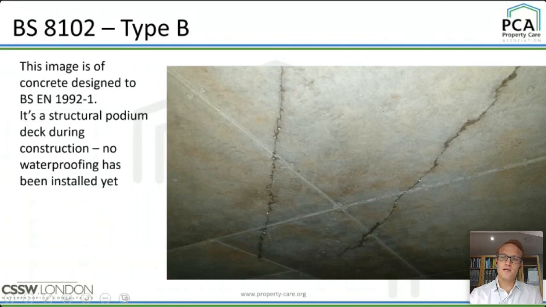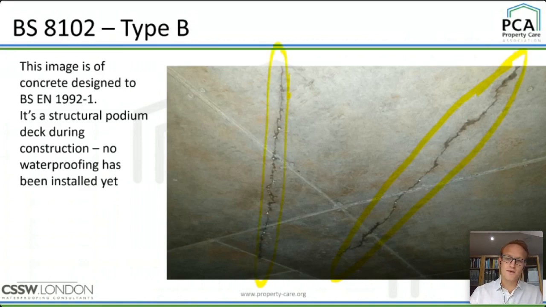So this image here is of a podium deck. So it's a structural element, and it was designed to Eurocode 2 Part 1. And you can see that there's some cracks. So that's perfectly acceptable structurally. It's not supposed to be watertight concrete. This was during construction. That podium deck hadn't yet received the waterproofing over the top of it, which was to be a hot melt. It had some cracks and it had some water ingress. Structurally, that's no problem. And it's not supposed to be watertight, so it's not a problem. It's designed to Eurocode 2 Part 1.